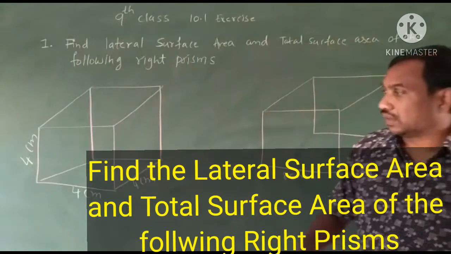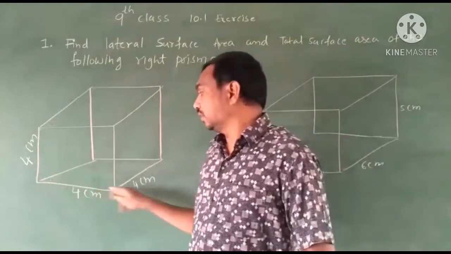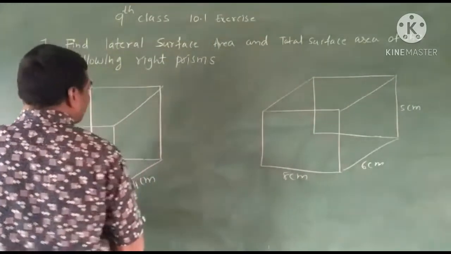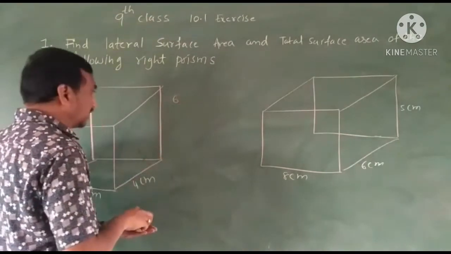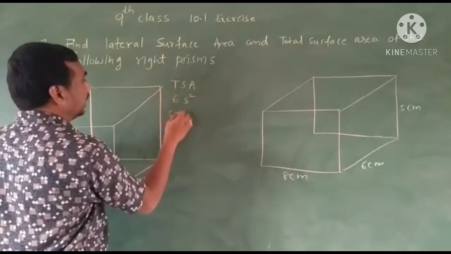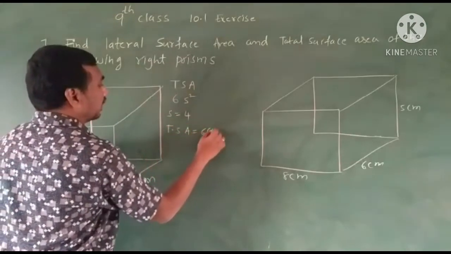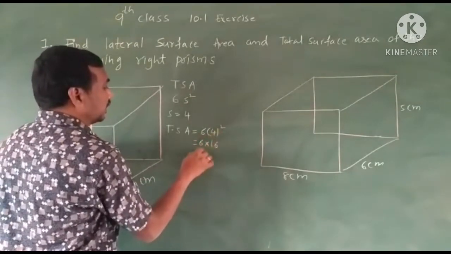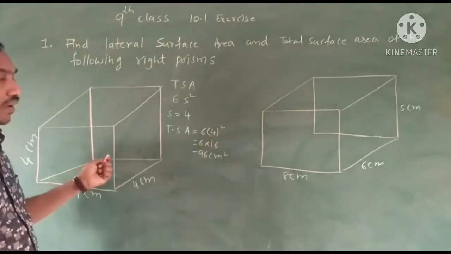Here clearly all the dimensions are the same, that is length, height, and breadth are all the same, which means it is a cube. So you have to find the total surface area of the cube because it has 6 faces, 6s square. TSA is 6s square. What is s here? S is 4. Then TSA will be 6 into s square, that is 4 square. So 6 into 16, 6 sixteens are 96 centimeter square. So this is the total surface area of this cube.